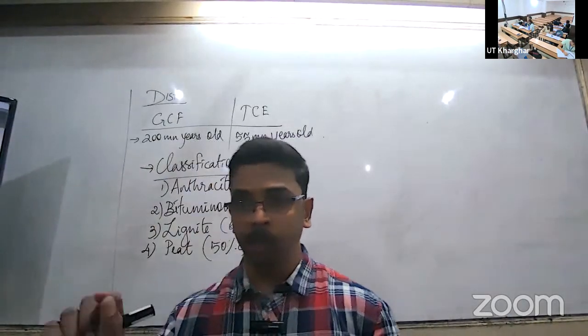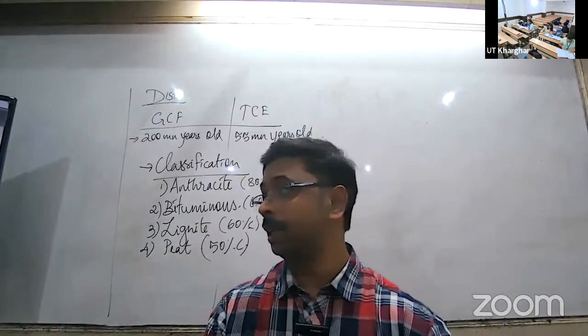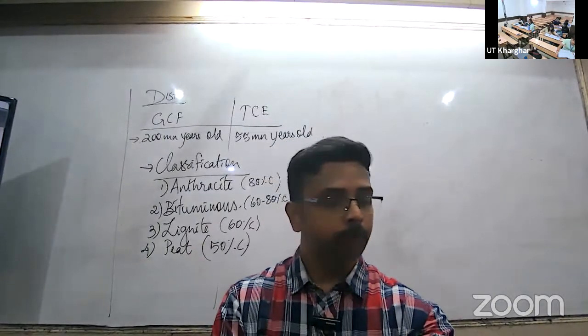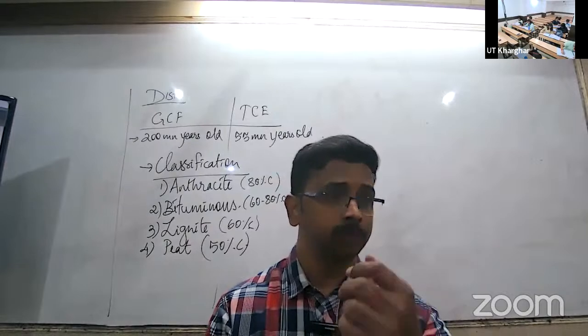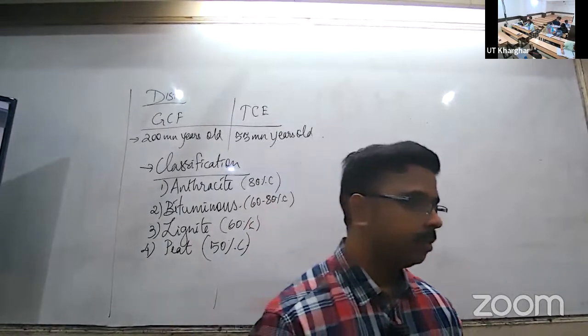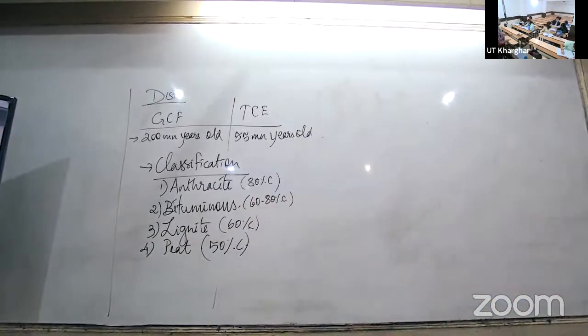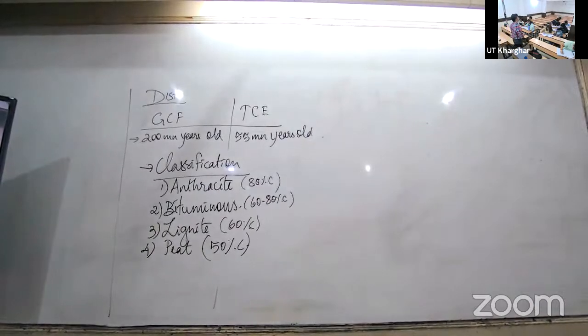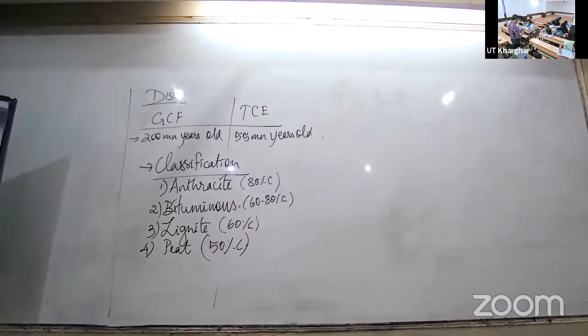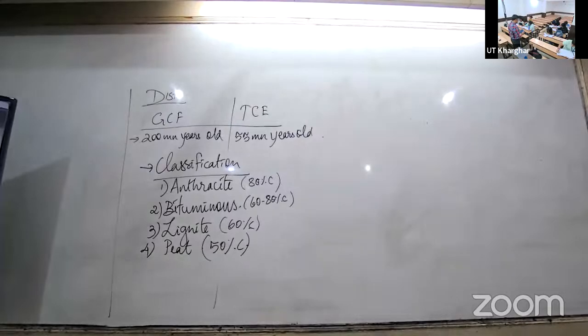Write the question in your notebook. Answer is here, which you'll be completing by next class. Briefly explain the four main types of coal found in India.